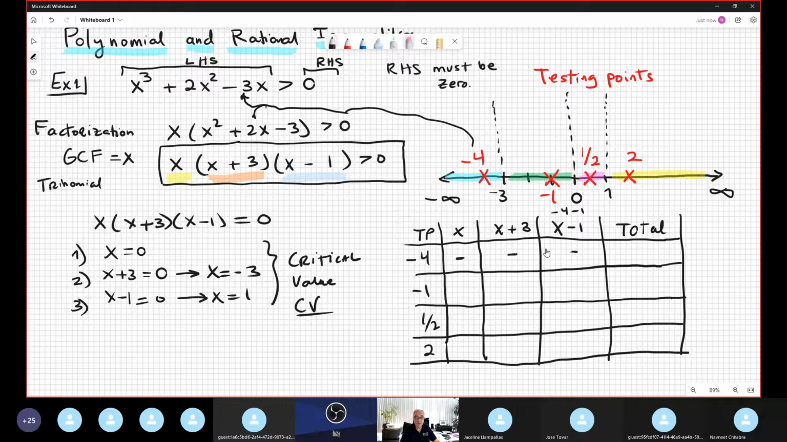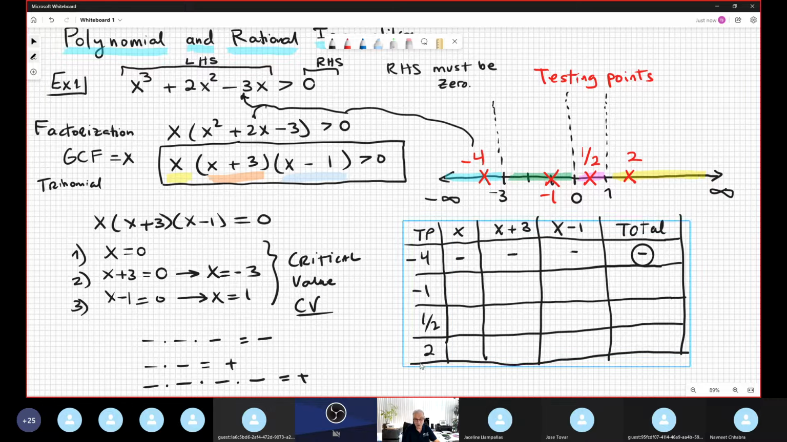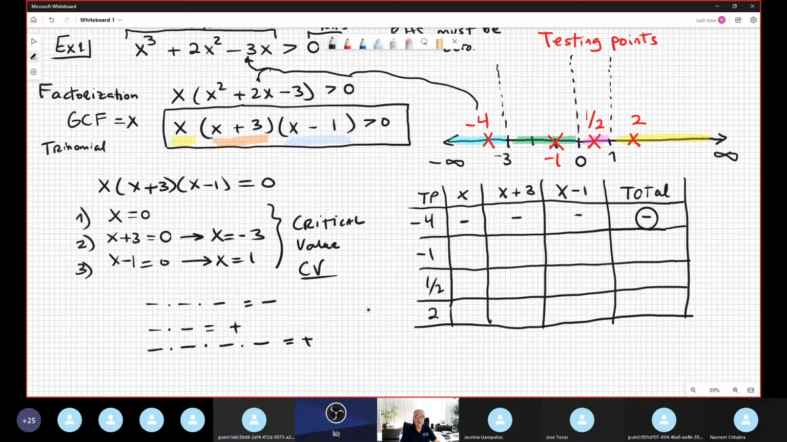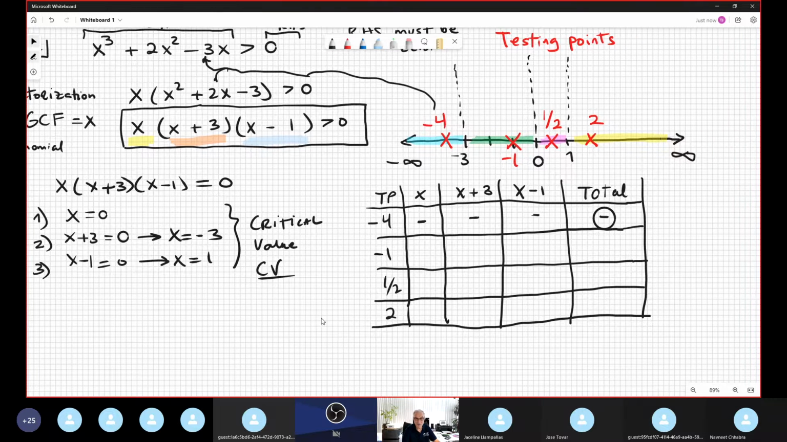But remember, we have three factors in my problem: 1, 2, 3, yellow, orange, and blue. And now multiplication: negative times negative times negative is negative. You put negative and you enclose it in the symbol because it's an important conclusion. So 3 negatives is negative. 2 negatives multiplied is positive. 4 negatives is positive. So when you have an even number of negatives, the sign is positive. When you have an odd number of negatives, it is negative. The positive is not important. Only the negative value can control the sign. The positive value does not give important information.